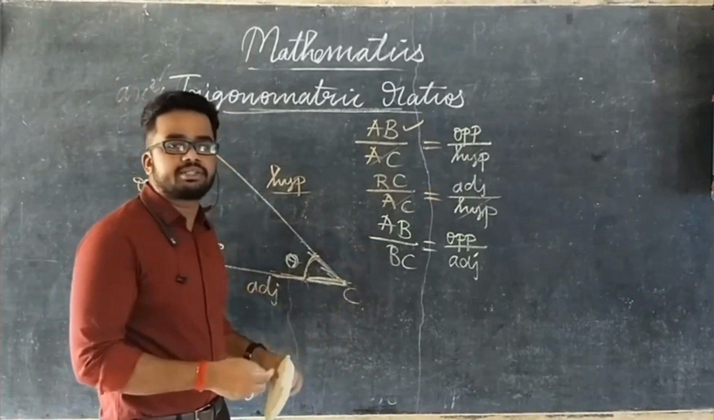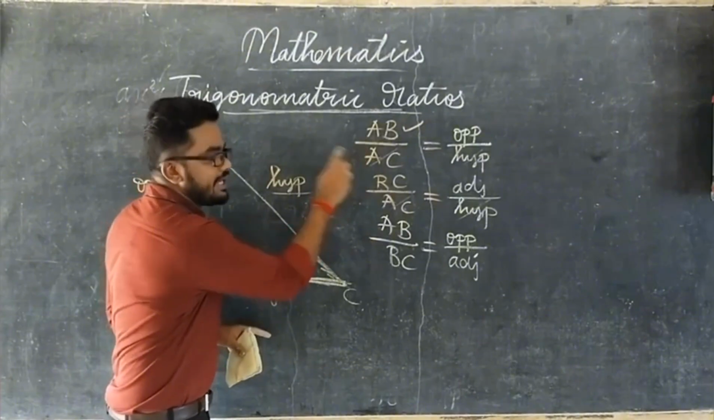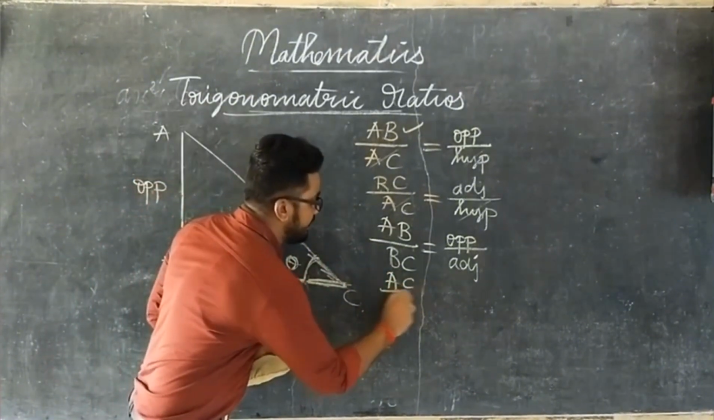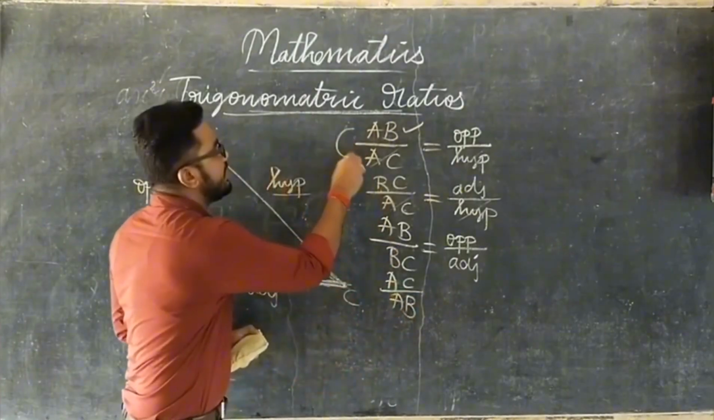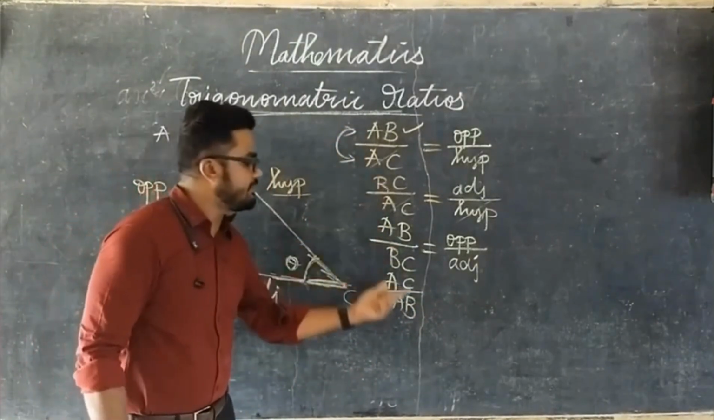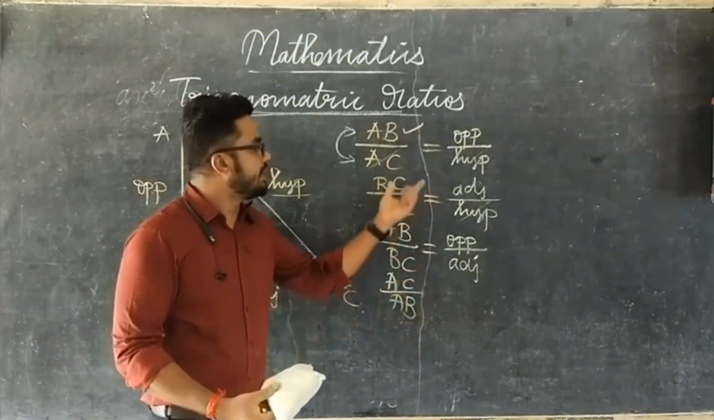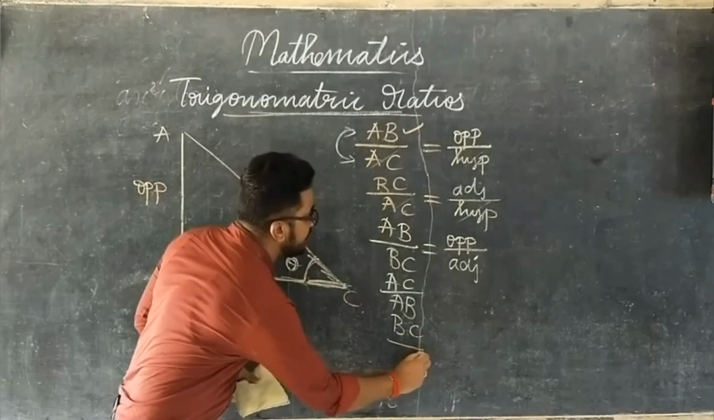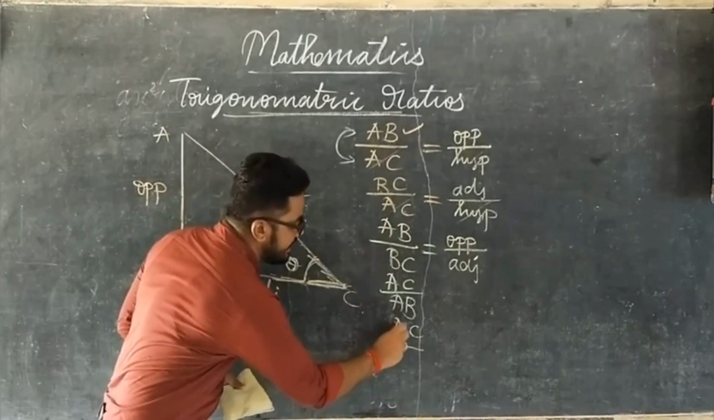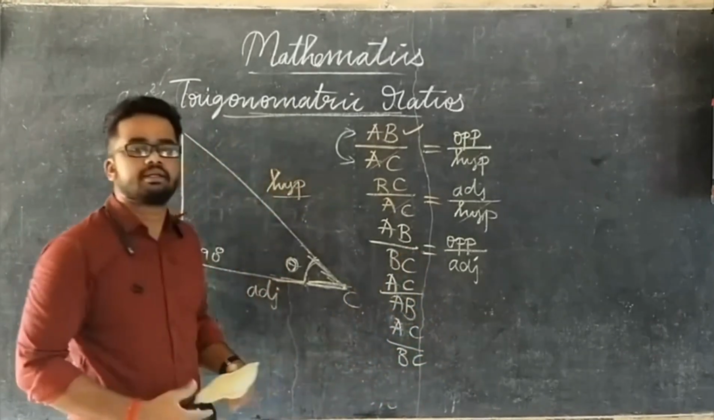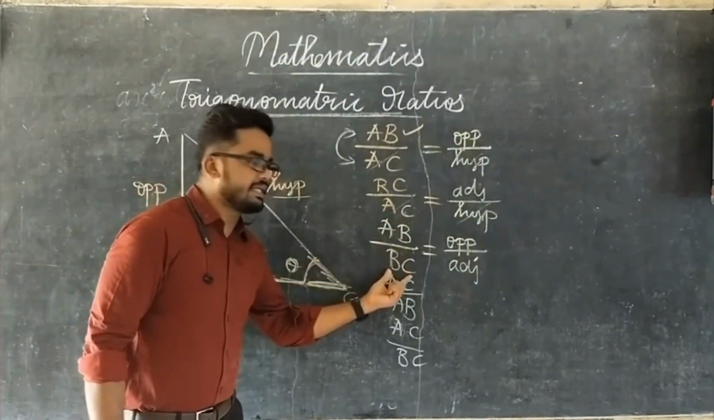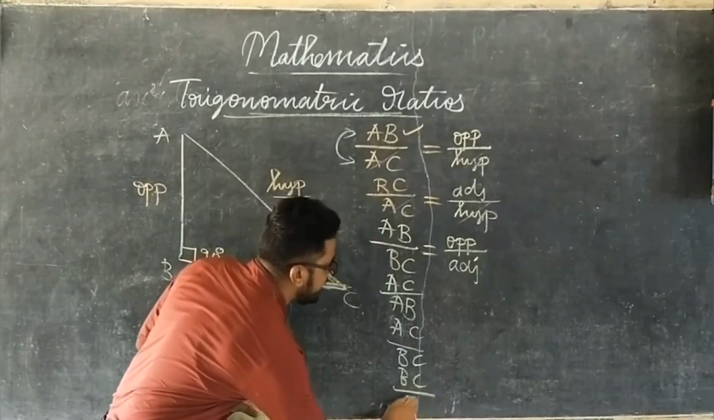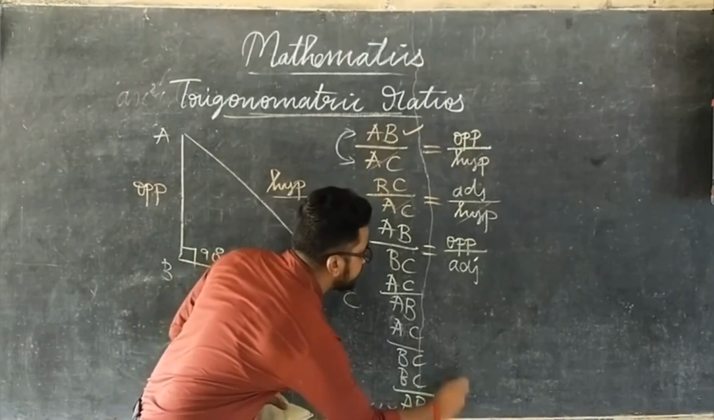Now, what are the three more ratios? Reciprocal all. AB by AC is there. You can write AC by AB. Reciprocally, just interchange these two. We got one more ratio. Is it not easy? Next, BC by AC is there. Reciprocally, let me write AC by BC. Again, AB by BC is there. Let me reverse it. Can write as BC by AB.